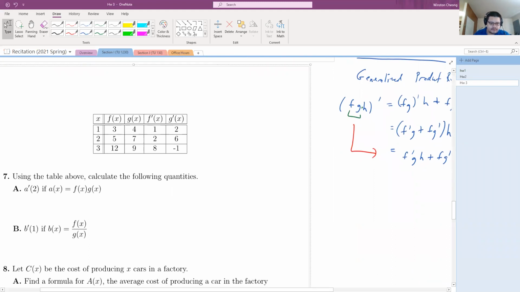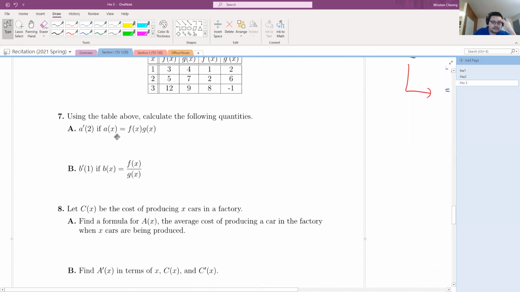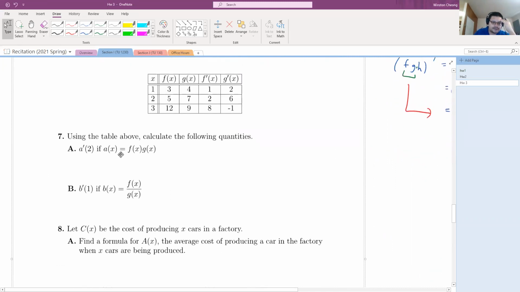Then number 7. Let's see. So the idea is that we actually just take the derivative of this and then we'll plug values into it. So this is just reading off the product rule. Maybe I'll write it like this. I guess normally what you would do is you would first take the derivative and then you evaluate at 2. Would I clean it up?